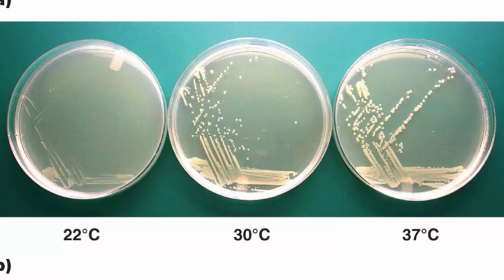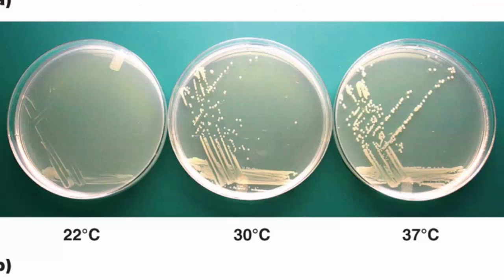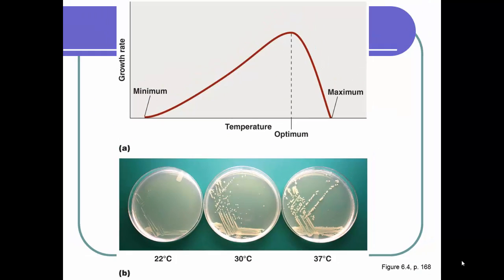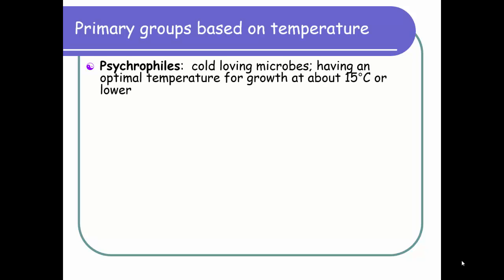In this series of plates at 22 degrees Celsius, 30 degrees Celsius, and 37 degrees Celsius, body temperature, which has the best growth rate? Equal amounts of bacteria were applied to each of the plates. We can use temperature to then separate bacteria into groups.